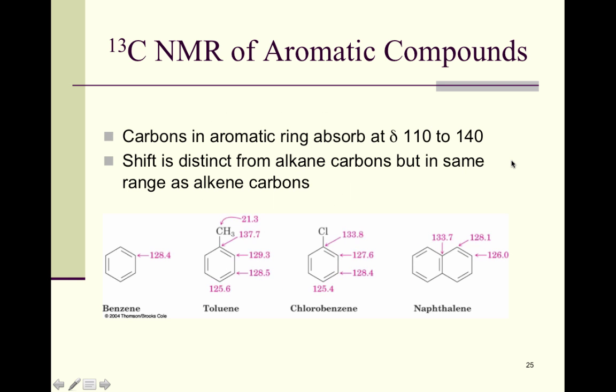Carbon NMR, the aromatic ring has absorptions of about 110 to 140. This shift is again distinct from other compounds. It's away from the alkene range. It's further downfield. And here's some examples of different values for different pieces of the different aromatic compounds. Aromatics on carbon NMR, about 110 to 140.